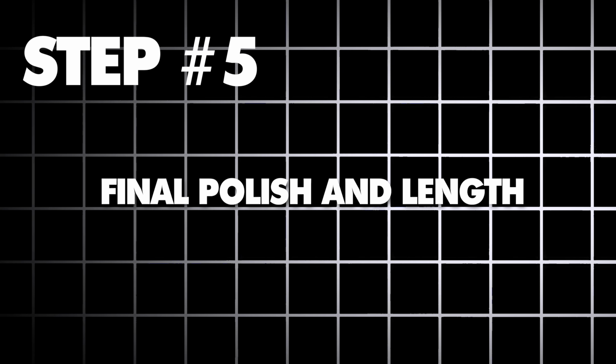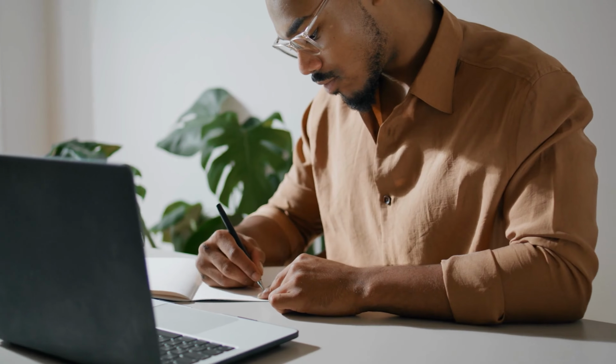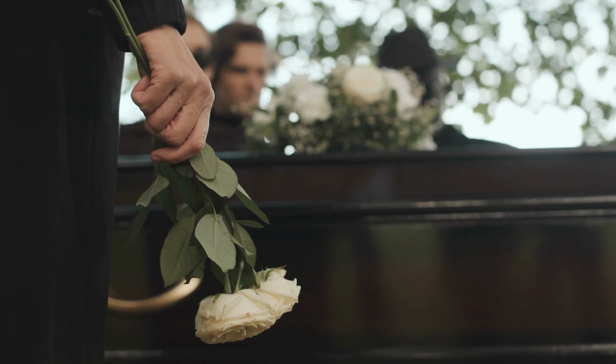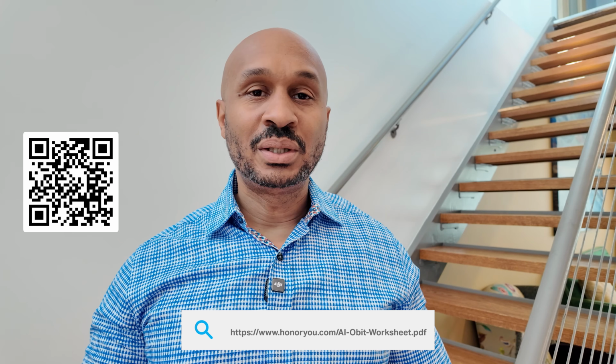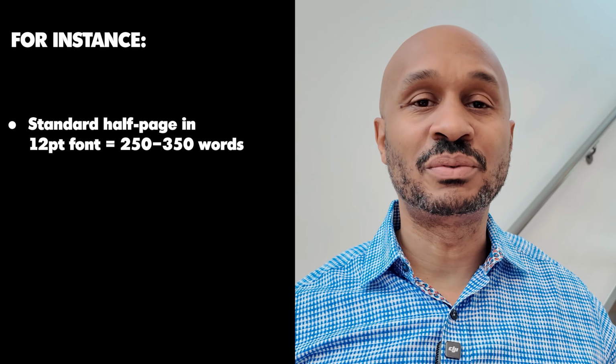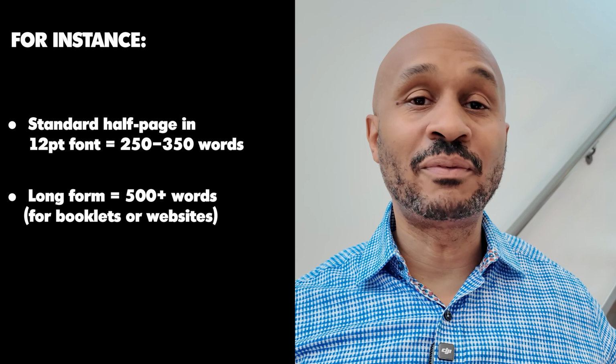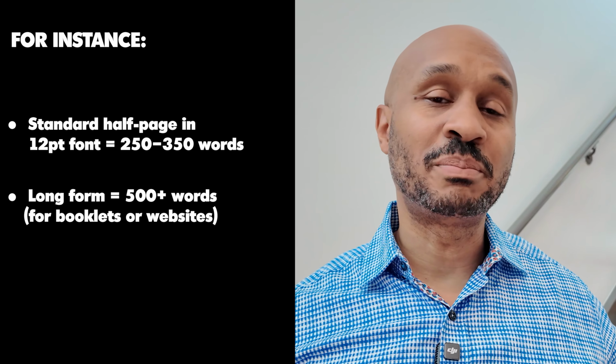Now step 5 is where we're going to put on the final polish and make sure it's the right length for what we want. The length matters depending on the design of your funeral program. On this worksheet that you can download, it gives you some guidance as to the appropriate word length for the different types of funeral programs. For instance, a standard size program may be about 250 to 350 words. If we're doing something longer, it may be over 500 words so that we have space to put that in.